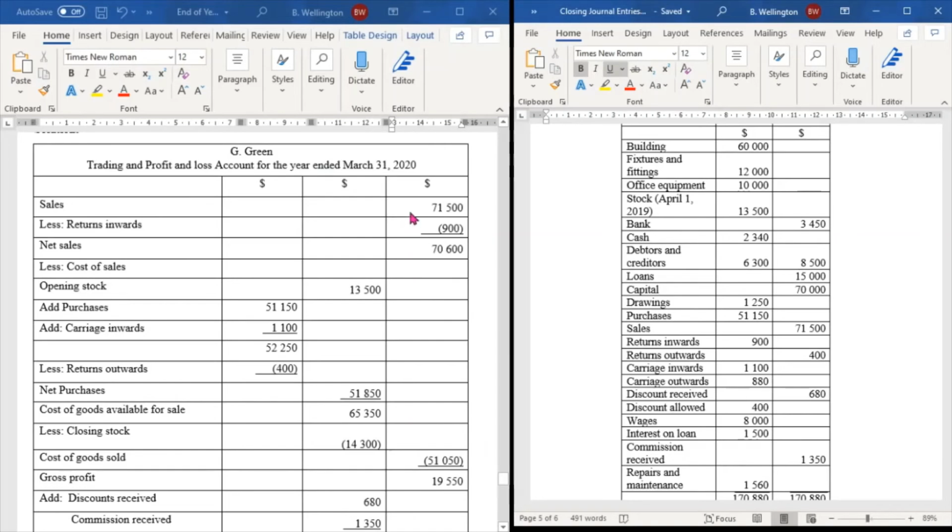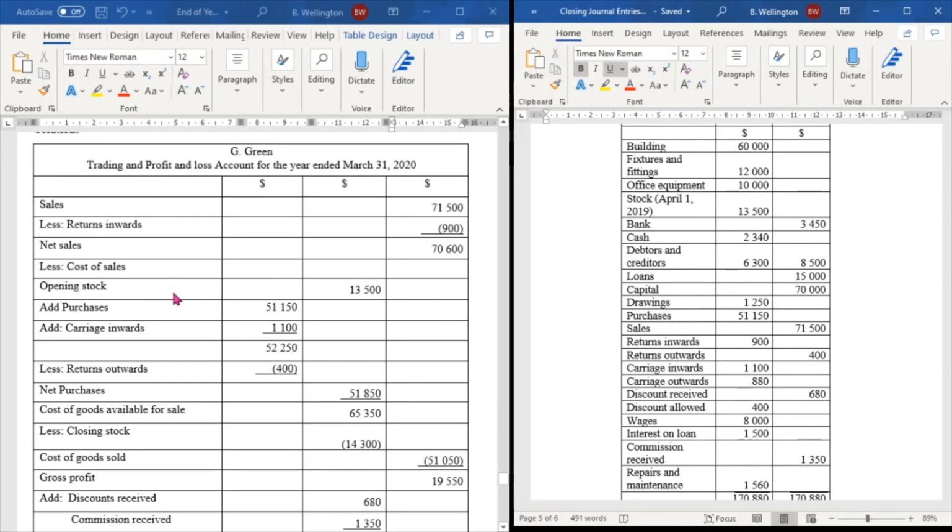So sales, we start off with sales, and if we look in our trial balance that we're given, we see that sales was 71,500. We're going to take any returns inwards from it. Is there any returns inwards? Yes, there it is, $900. So we end up with net sales of $70,600. Then we're going to take cost of sales from that to arrive at our gross profit.